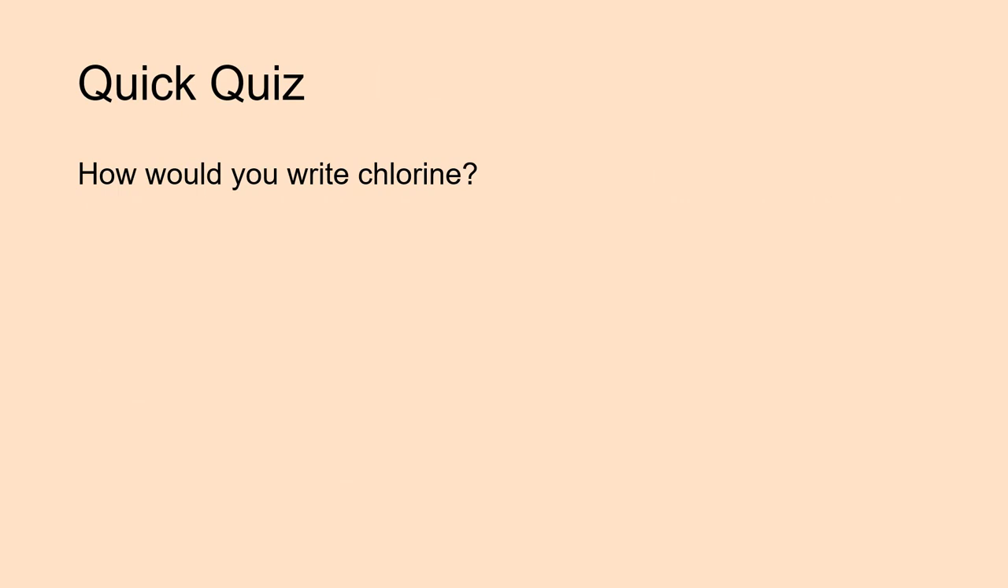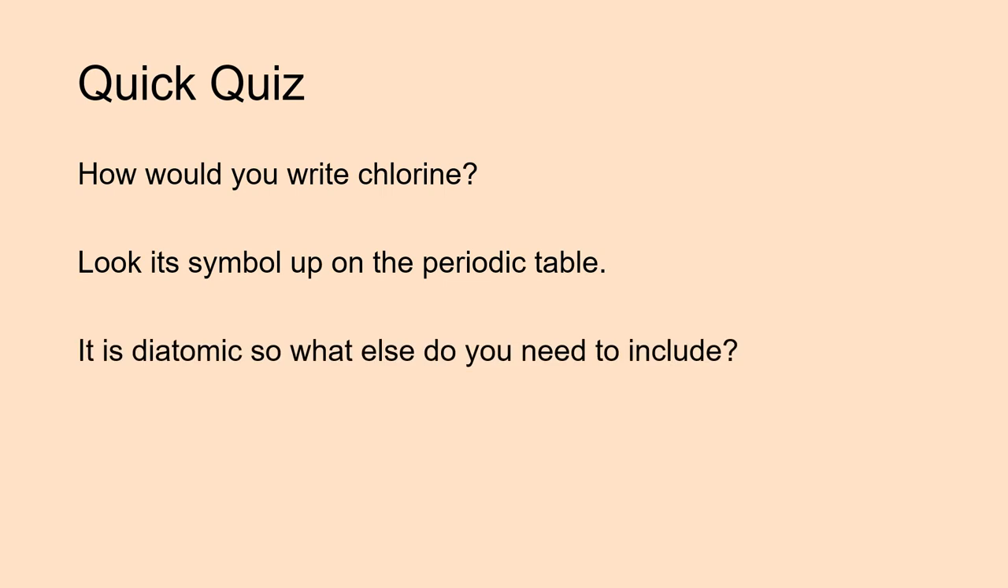How would you write chlorine? Look its symbol up on the periodic table. It is diatomic, so what else would you need to include? Pause the video while you look this up on the periodic table and write it in your books. Here is the answer. Cl, capital C, lowercase l, and then a small 2, because it's diatomic, which means there are 2 atoms joined together.